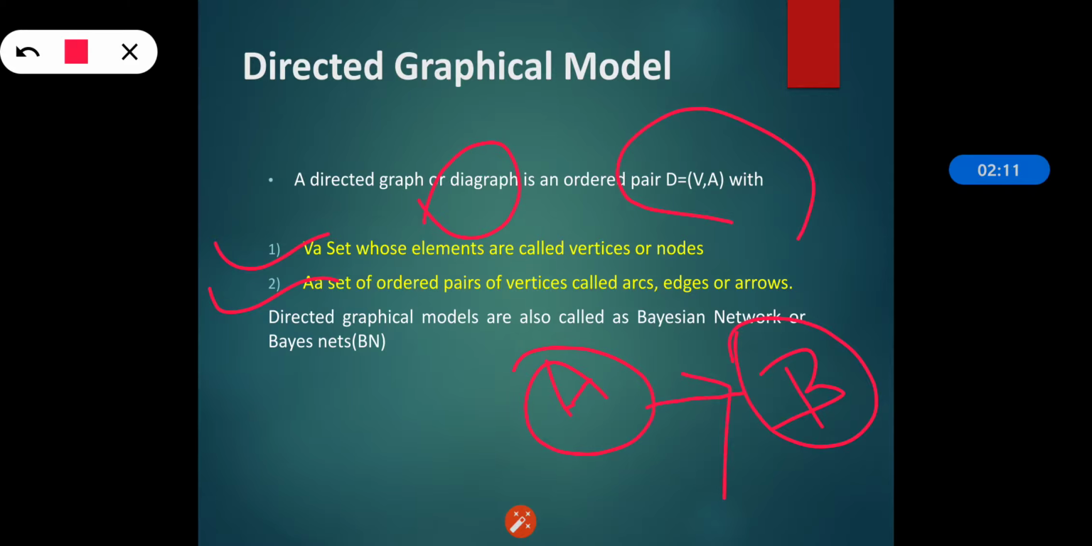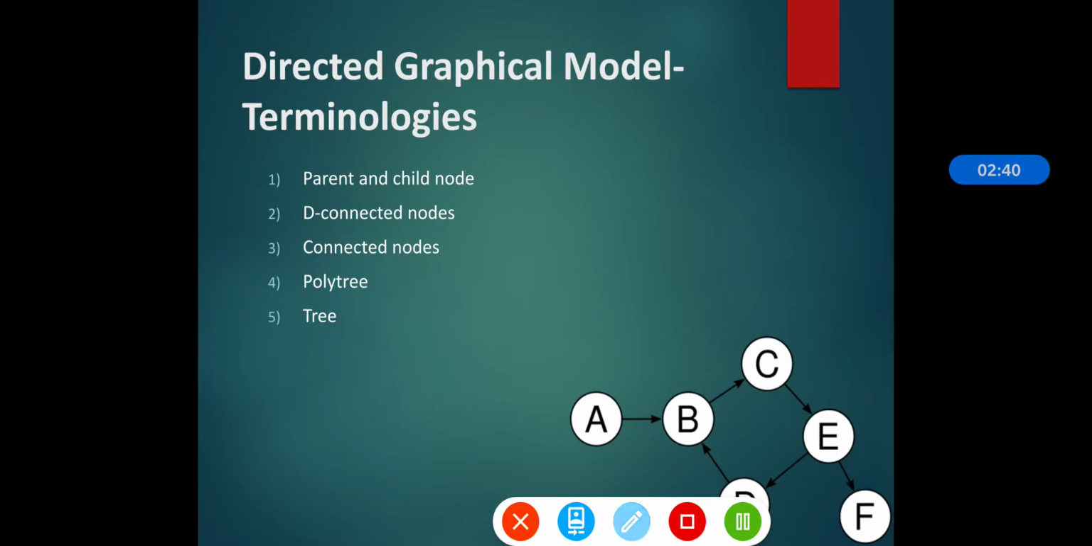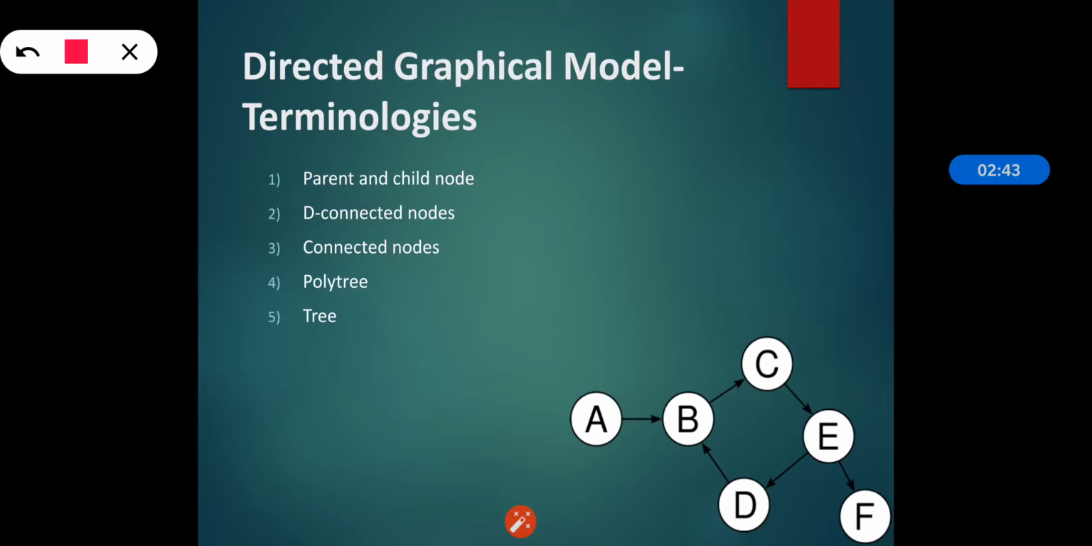We can take the example of a disease. What is the probabilistic relationship? The disease has a particular symptom. So that is one live example of a directed acyclic graph. If we have particular vertices and edges, then the directed graph is created by joining those vertices with directions. Now we will see some terminologies related to the directed graph.